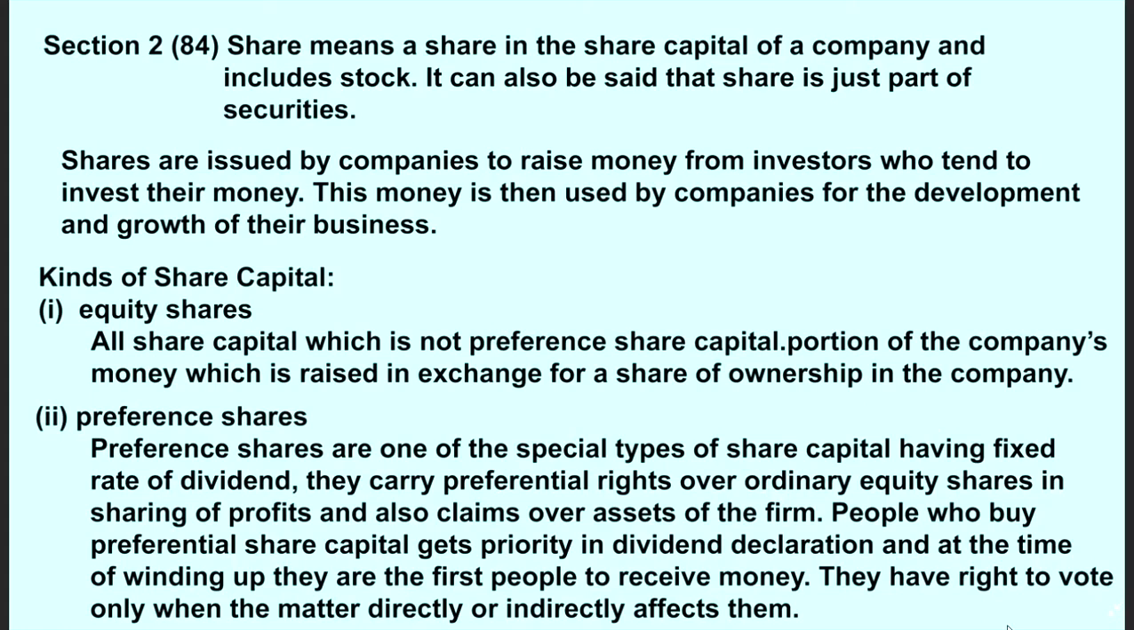Then what is the difference between equity and preference shares? An equity share owner has voting rights, and a preference share owner does not always have voting rights. When the matter directly or indirectly affects them, they have voting rights. In preference shares, the dividend is paid at a fixed rate. In equity shares, the dividend will differ based on the profits of the company. So these are the differences between equity and preference shares, and on winding up, preference shareholders get first preference to receive money.